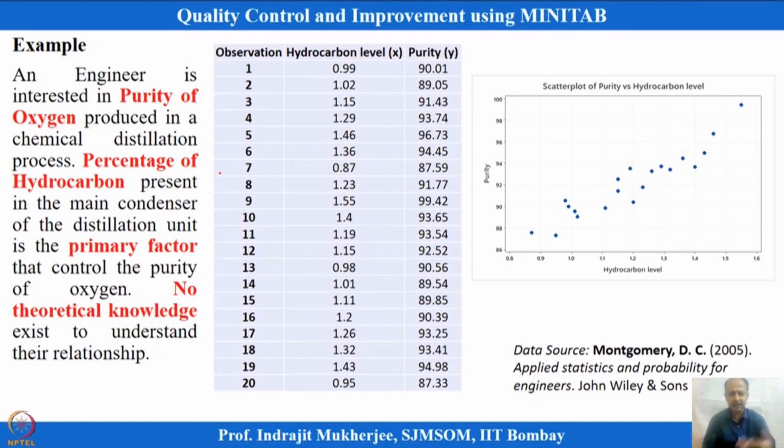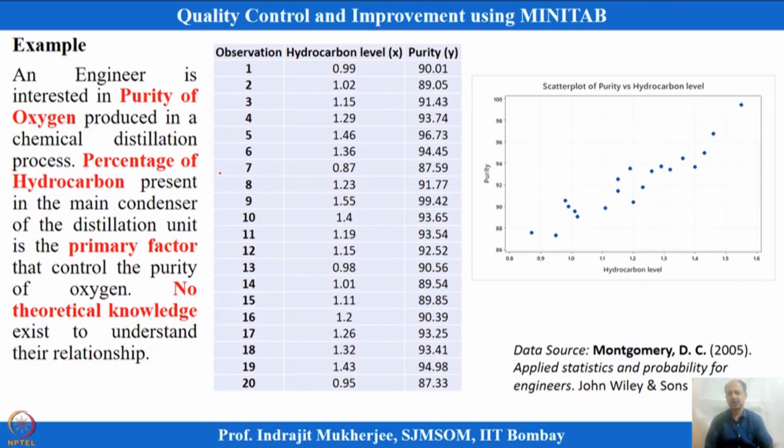So, here we are taking one example to illustrate regression in MINITAB. An engineer is interested in this example, which is taken from Montgomery's Applied Statistics and Probability for Engineers, and this is the data set that is given. The purity of oxygen over here is basically the y variable, and the percentage of hydrocarbon is considered as one of the factors.